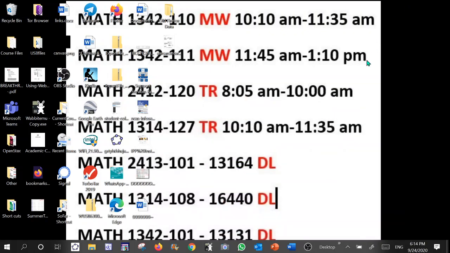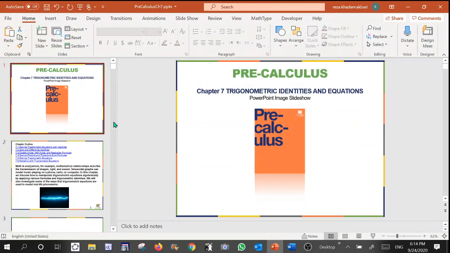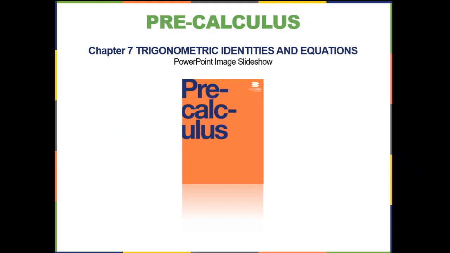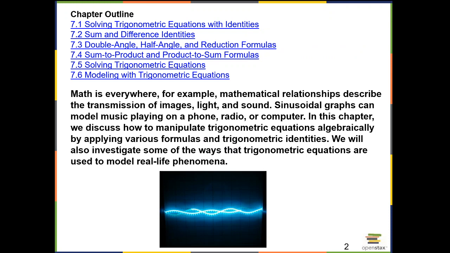So let me start by going over this PowerPoint here. Okay, so this is chapter 7, and in other textbooks might be a different chapter, but in the OpenStax textbook, this is chapter 7. So let's get started. We are going to mainly talk about lots of different identities, as you see over here, and then at the end we're going to solve trigonometric equations.